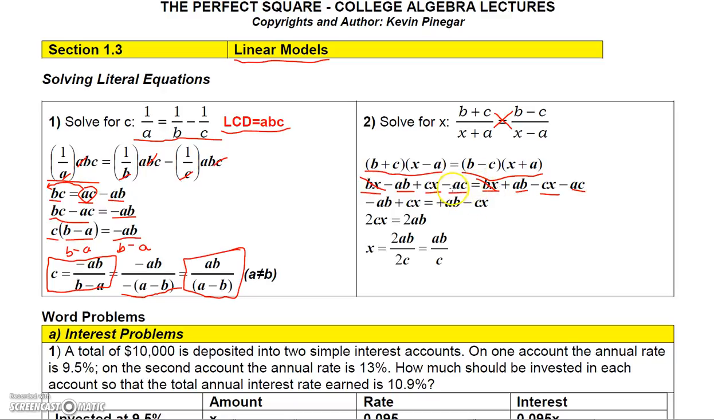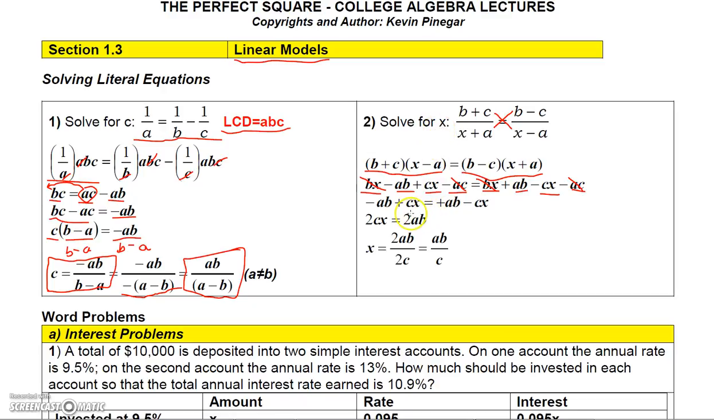I also have a minus AC over here and a minus AC over here. And if I add AC to both sides, it would simply just cancel them out. So that would leave me with minus AB plus CX on this side, and then AB minus CX on this side. Now, I want to solve for x.